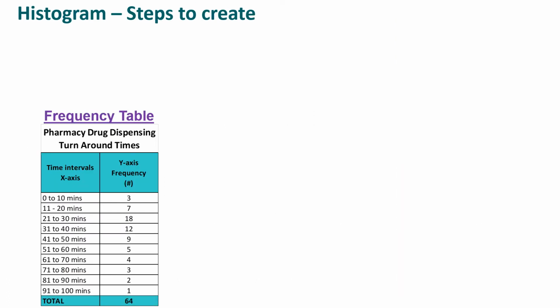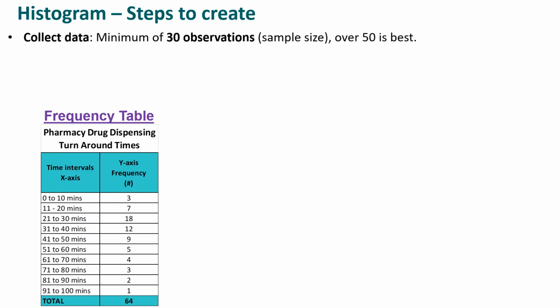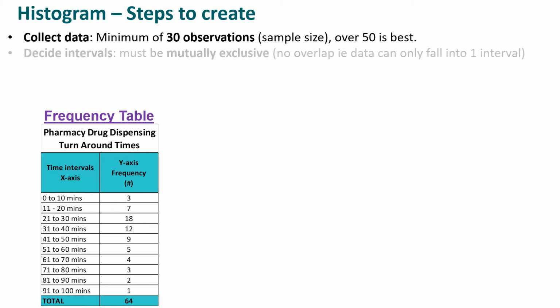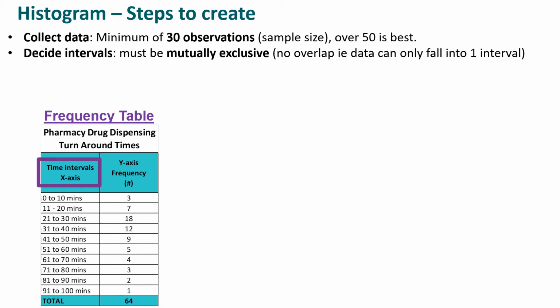The steps to create a histogram: firstly, collect the data. We suggest a minimum of 30 observations as your sample size, and it's even better if you can get over 50. Decide the intervals, and these must be mutually exclusive. In other words, no overlap. So the data can only fall into one interval. So we have time intervals here for pharmacy drug dispense turnaround times, and the intervals we have here from 0 to 10 minutes, 11 to 20 minutes, 31 to 40 minutes, etc.